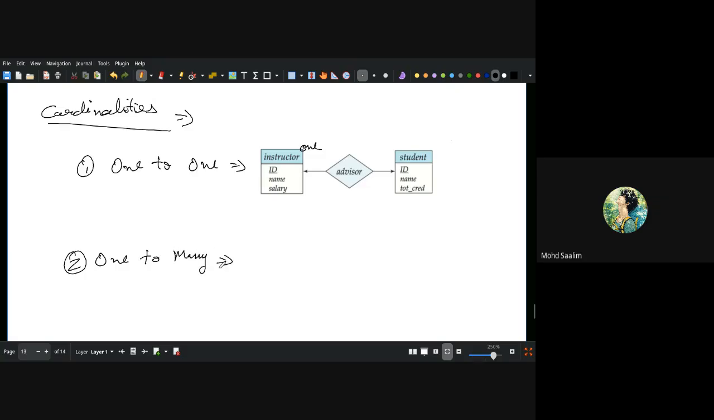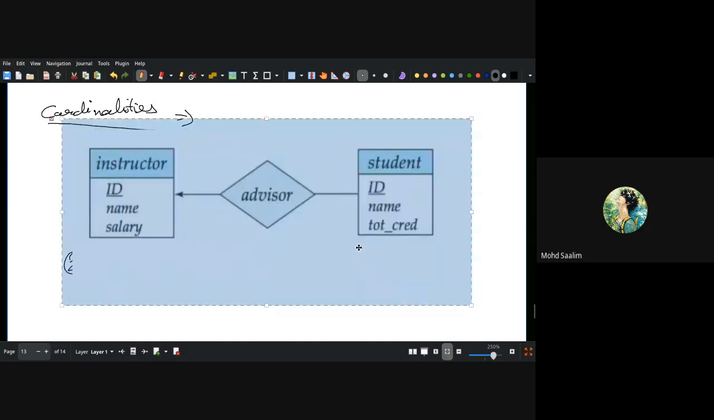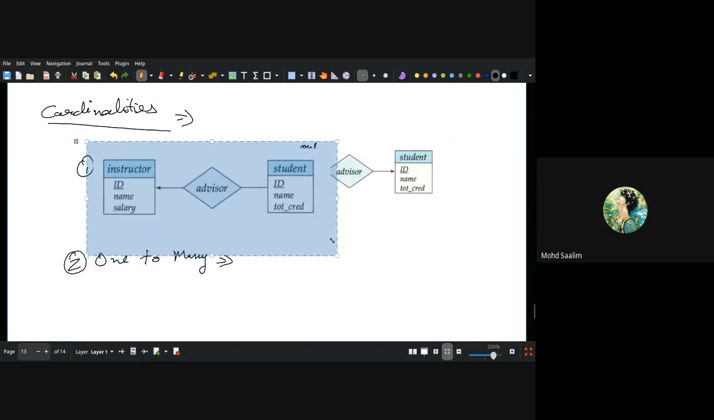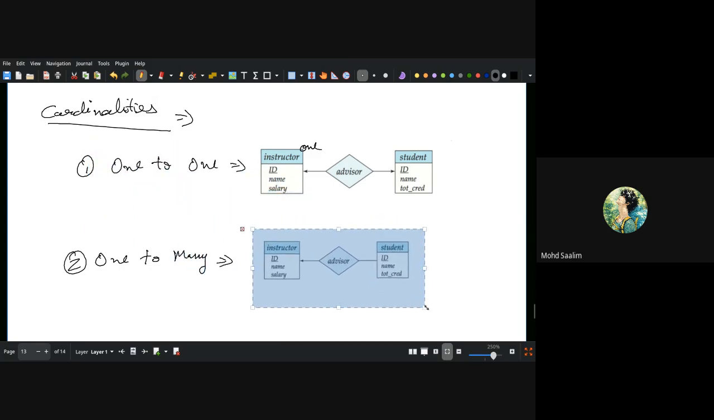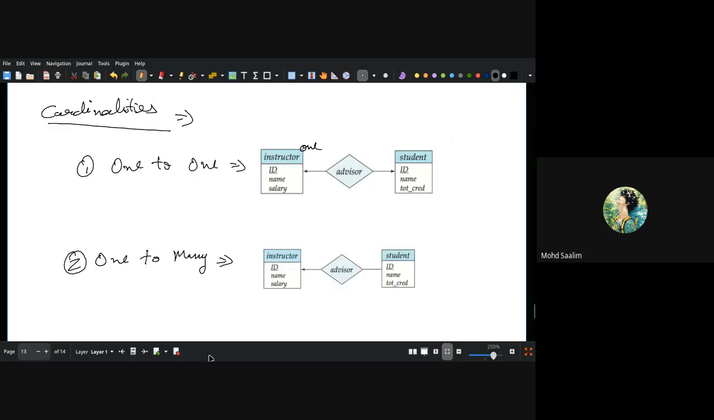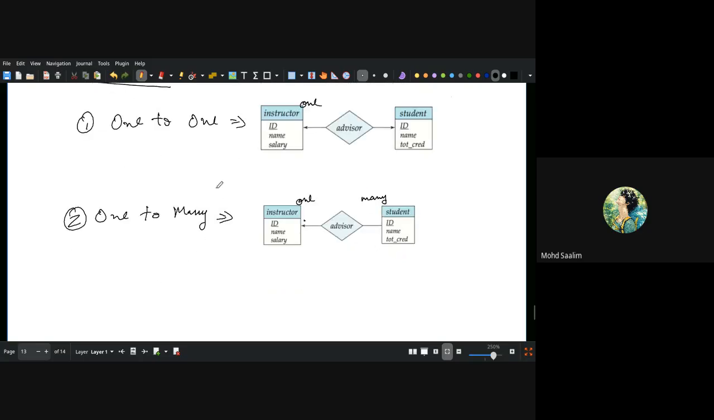You see one to many between instructor and student. It is this one. And you can clearly spot that the arrow is there on the instructor side. So this arrow is showing one. When there is no arrow, it is showing many. Okay. Then comes the many to one and many to many.